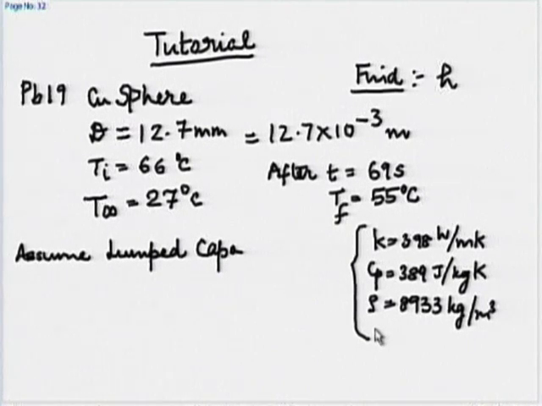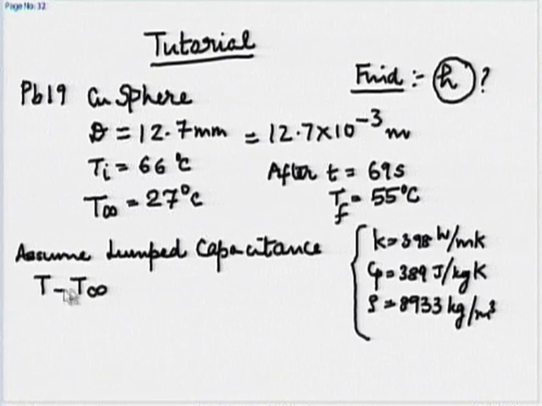So, first thing is we need to get the Biot number. We cannot get it directly. We need to get the heat transfer coefficient based on what information, that is T final and temperature given. Using that you can get the heat transfer coefficient. Let us calculate. I will give you the mathematical experimental implication of this a little later on.